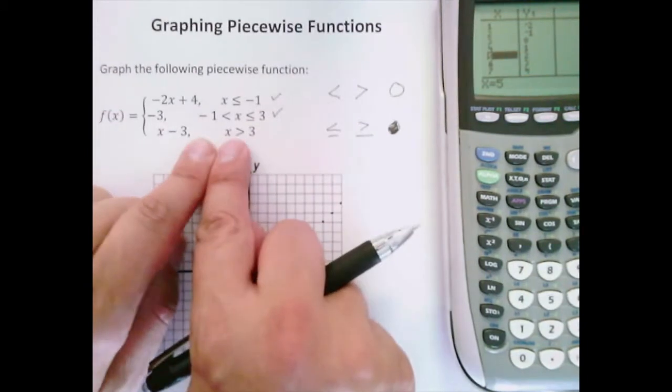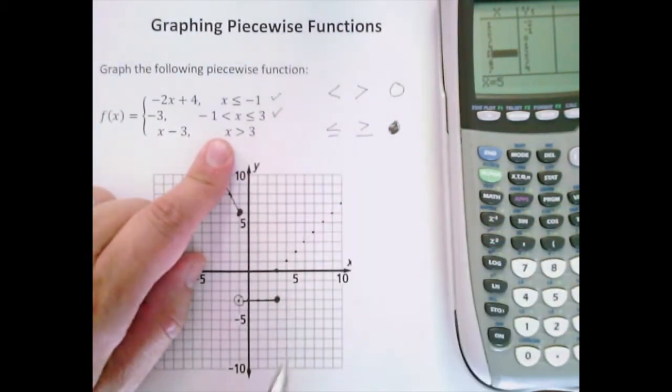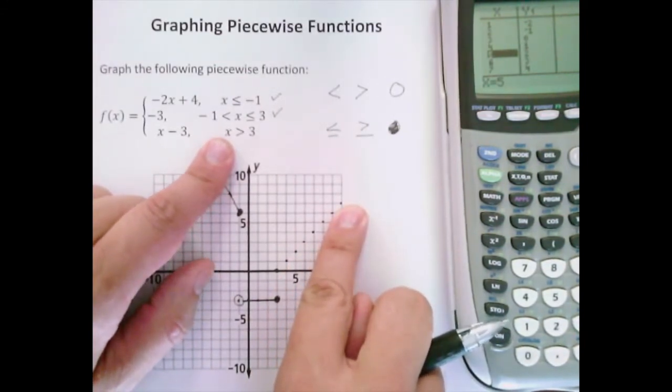Now, it wanted all x values greater than 3, so I could have continued this trend on forever and ever and ever. I don't need to once I reach the end of the graph. We'll deal with that here in a second.